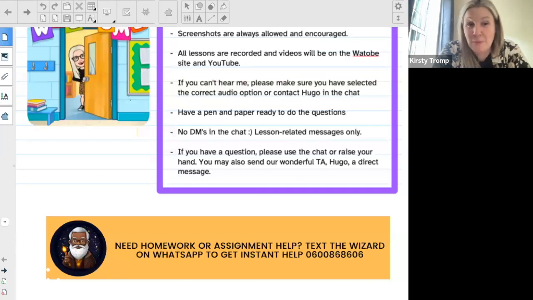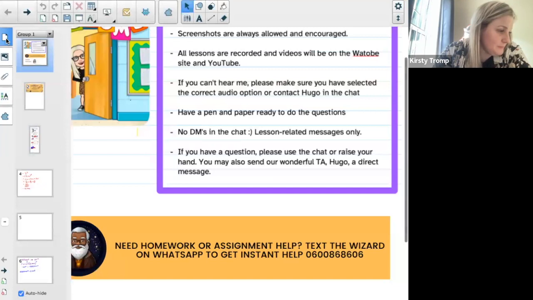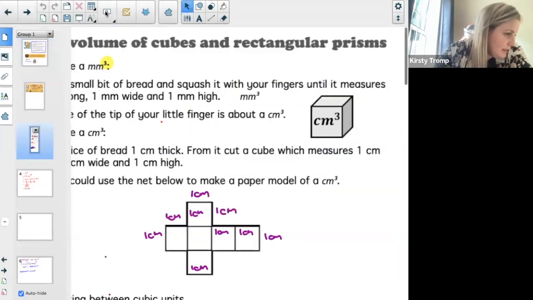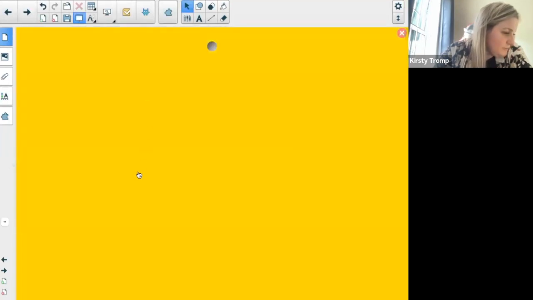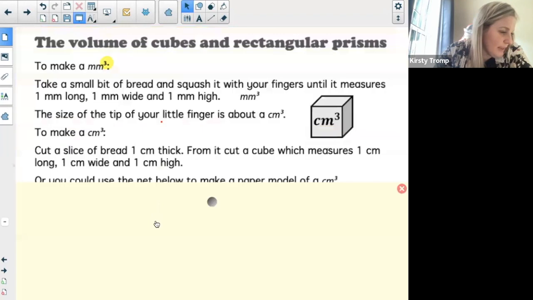of rectangular prisms. All right, so let's go have a look at our lesson for tonight. Okay, let's get going. All right, so let's do a quick recap of what we did.